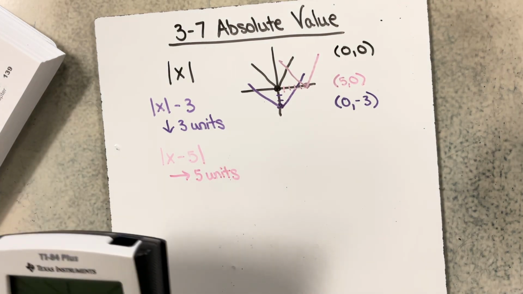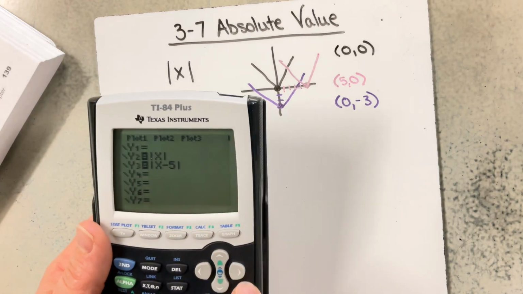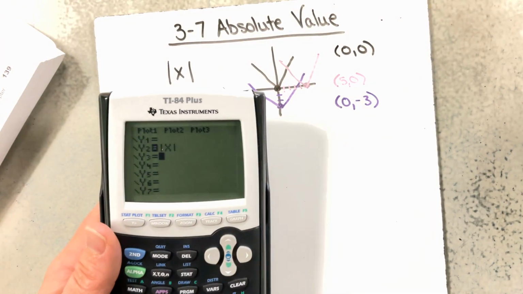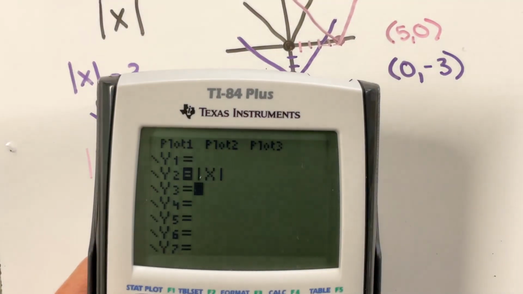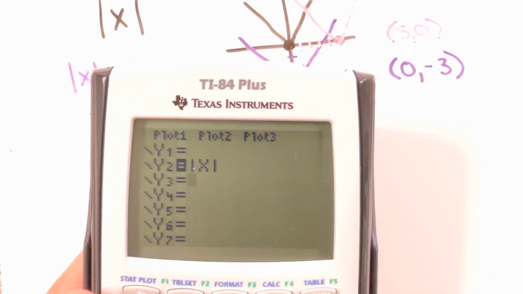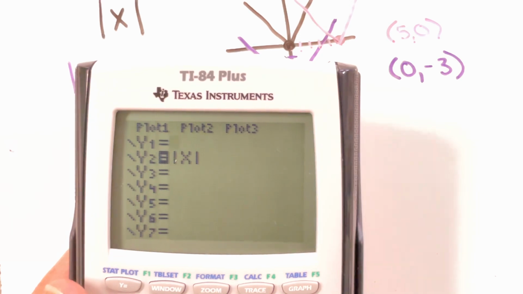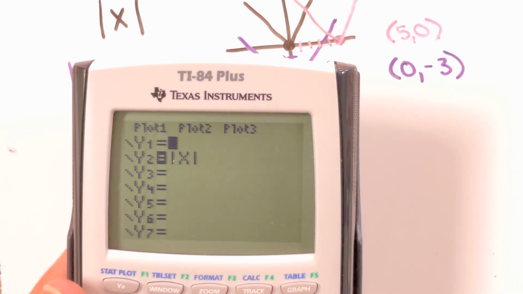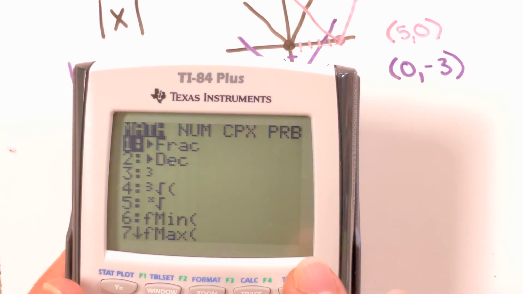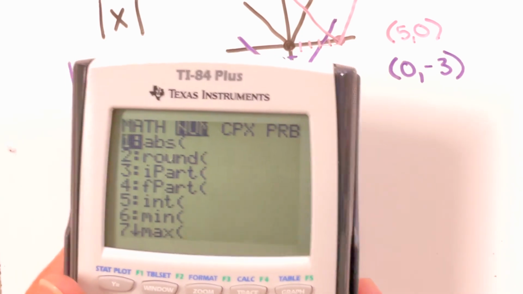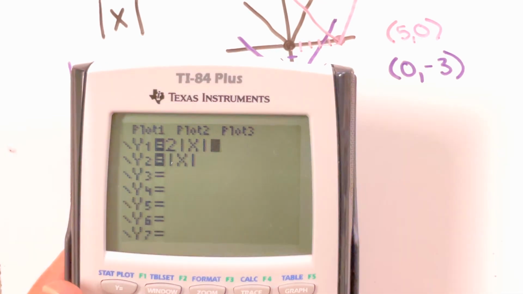All right, now I'm going to clear those off. We're going to go back to the calculator again. I'm going to keep my absolute value of x. But this time, I'm going to put in, let's do 2 times the absolute value of x. Okay, so let's look at this one.